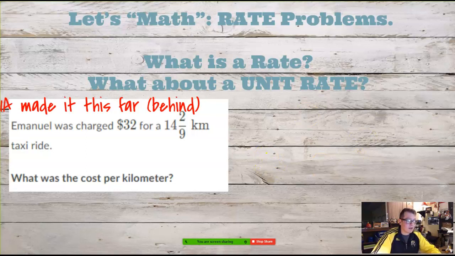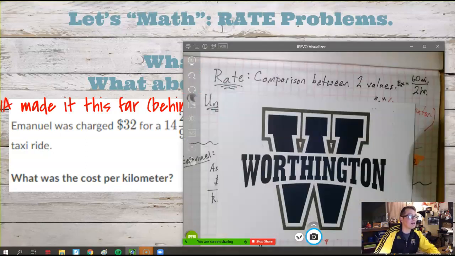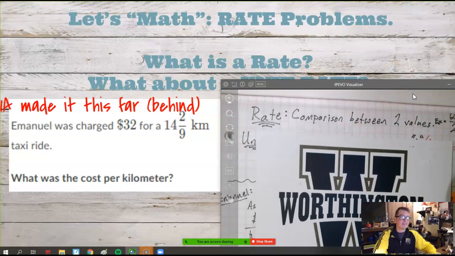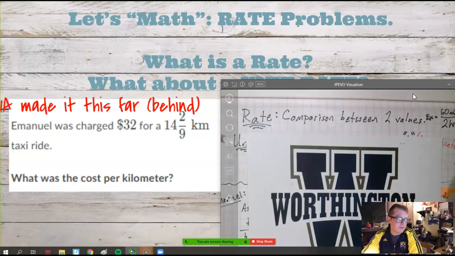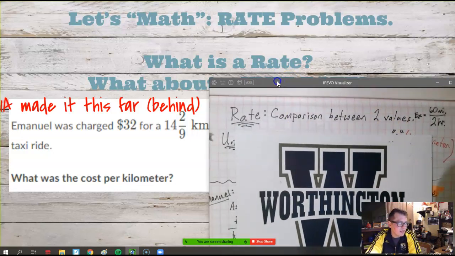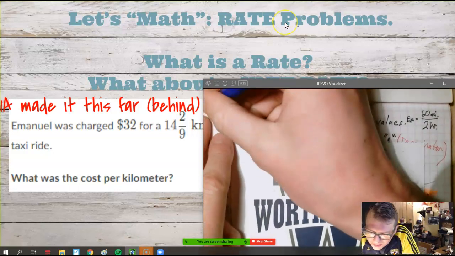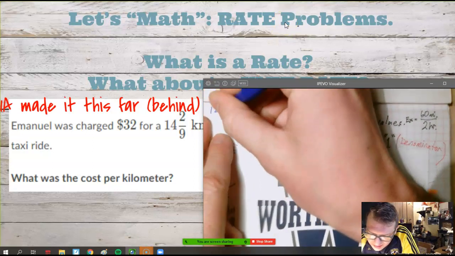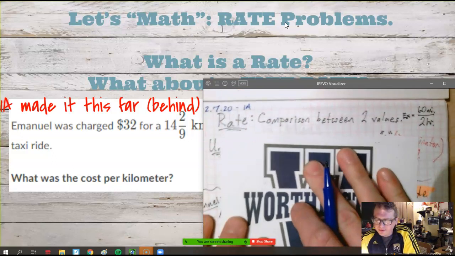All right, so assuming that none of you are saying, like, hey, we did this, I'm guessing we didn't. So let's head our paper with rates, and you could even say rates or unit rates, but a rate, the first thing we want to write down is that a rate is the comparison between two values. So I'm going to date my paper 12.7 for you guys up here. 12.7, this is 1A when we finally got to this.